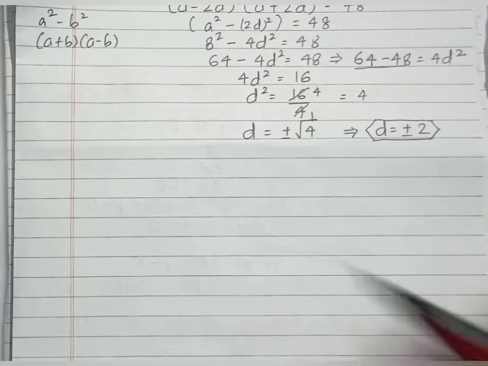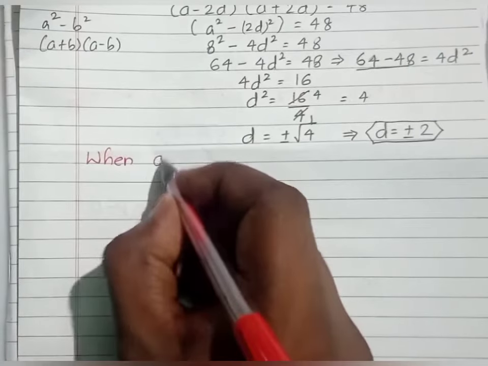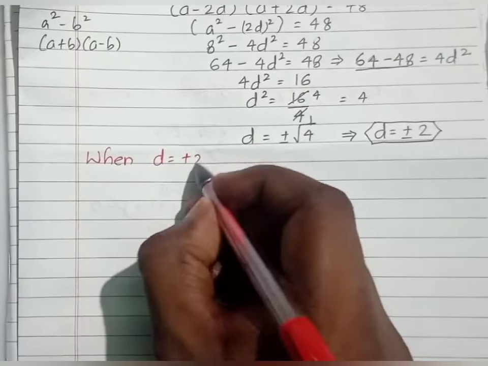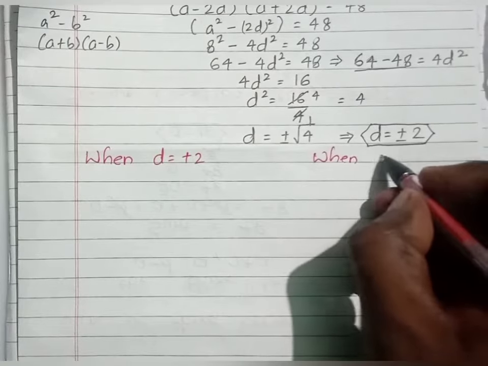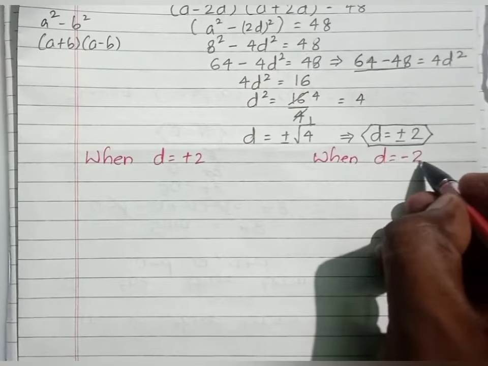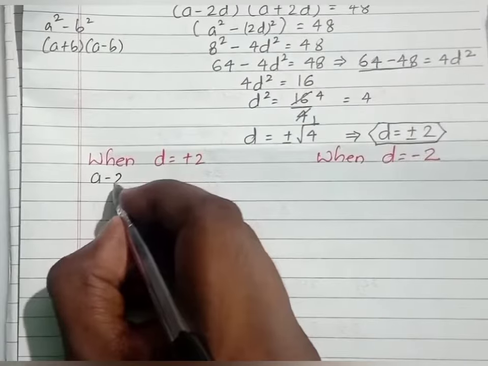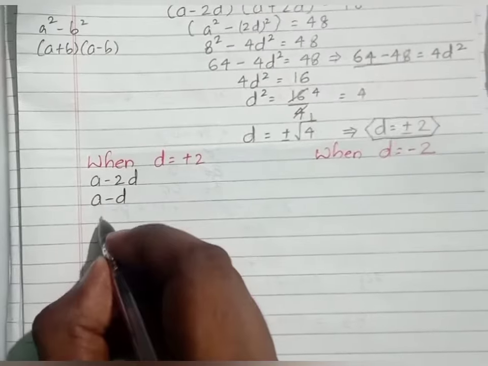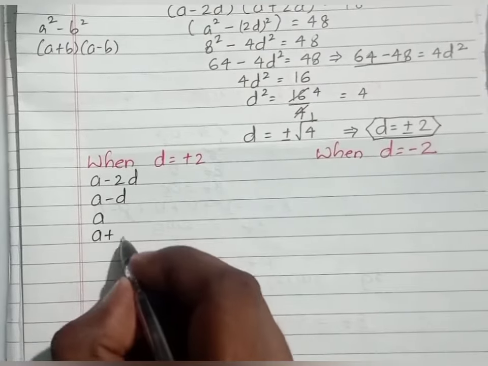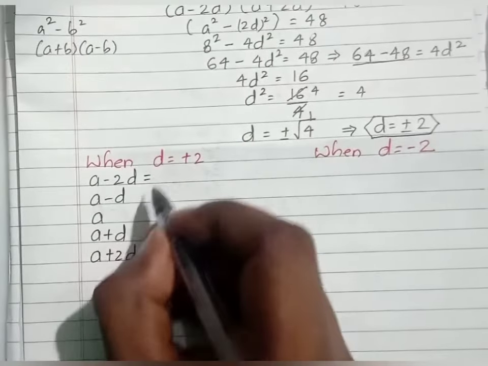Now I'll assume two cases. The first case is when D equals plus 2, and the other case is when D equals minus 2. Now the assumed terms are A minus 2D, A minus D, A, A plus D, then A plus 2D. Now substitute the values of A and D.